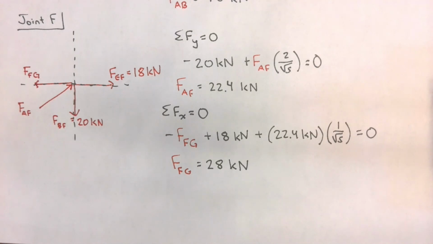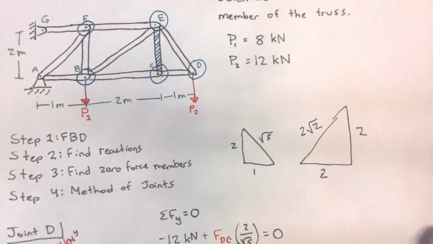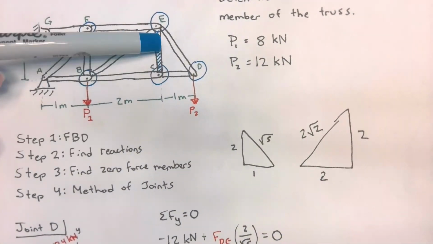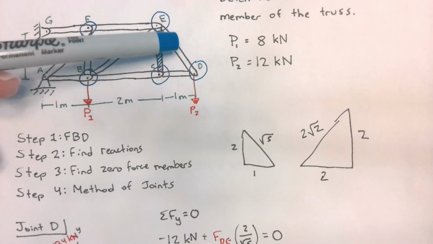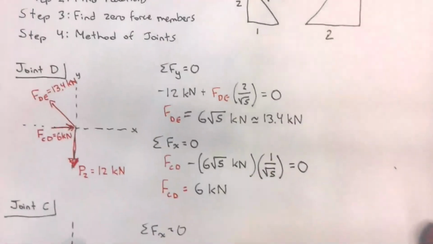Yeah, I got one quick question. Yeah, go ahead. We only have one zero force member in the entire frame? Yeah, in this entire truss, we only had this zero force member. All right. Cool. All the others had forces that we calculated. Okay?